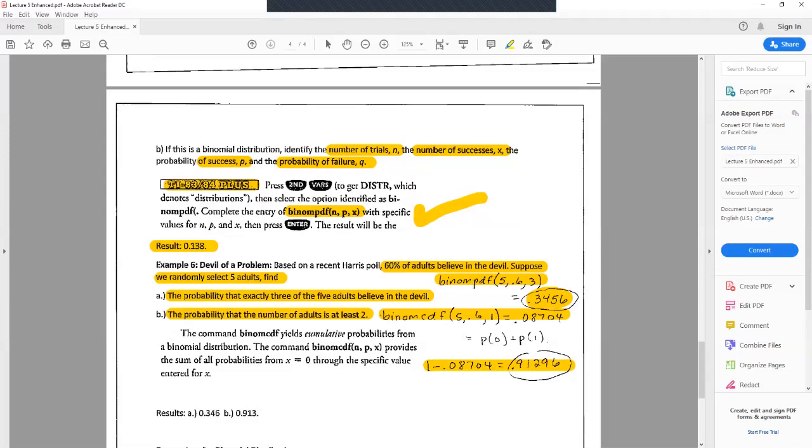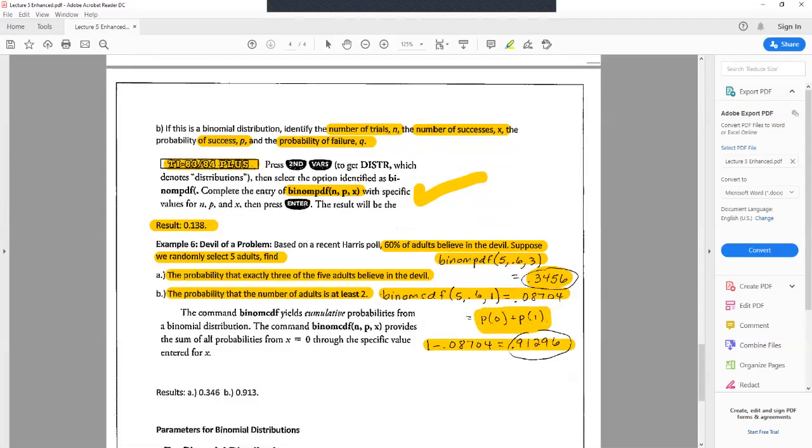The probability that at least 2 adults answer yes is 1 minus the probability that 0 or 1 answer yes. I know that's difficult for a lot of students at the beginning, but think about it, and hopefully it will become clear as you continue to work with these types of problems.